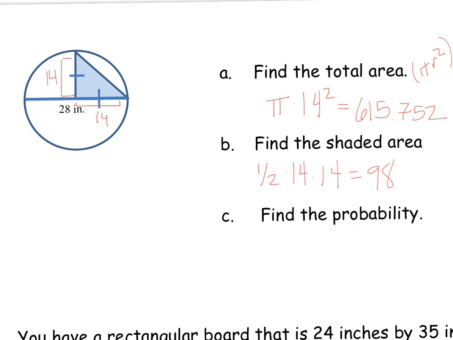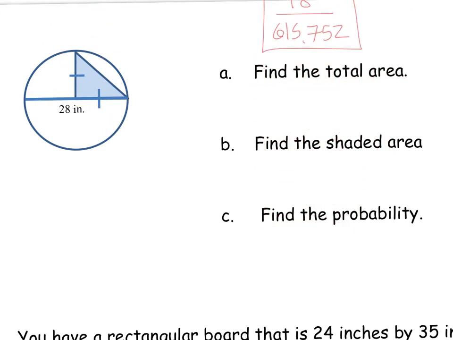So my probability, shaded over my total, is going to be 98 over 615.752. And when there are decimals, we can just leave them like this, because otherwise it gets kind of crazy when we try to simplify. Alright? So, let's move that up.